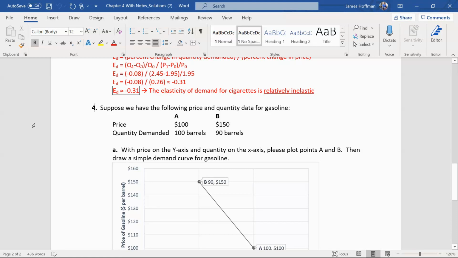All right, let's suppose we have price and quantity data for gasoline here. There's just 2 points, that's all we need. So it's point A, the price of gasoline is $100, and quantity demanded is 100 barrels, and then when the price goes up, when it goes to point B, price goes up to 150, the demand is now 90 barrels.